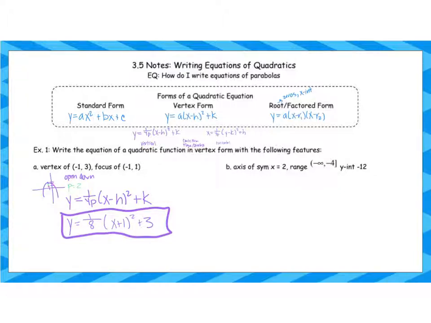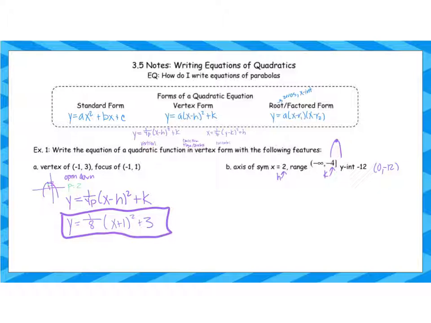All right, the second one gives us a lot of vocab. On this vocab, we need to determine what we can figure out. It tells us the axis of symmetry is at x equals 2, and we know the axis of symmetry has the same x coordinate as the vertex. It tells us the range is negative infinity to -4. That means your graph is going to open this way, and that would be my vertex at the top. The highest y value, or the k value, would be -4. It also tells us the y-intercept is -12, so this graph is going to go through 0, -12.